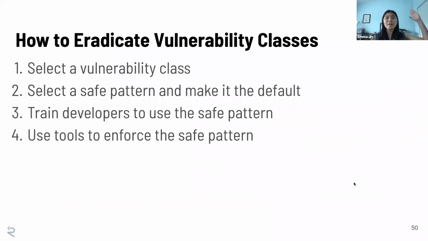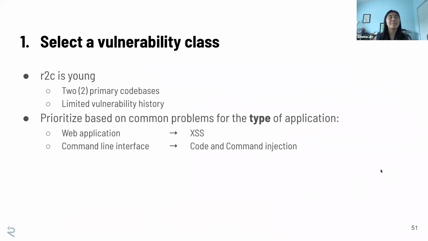And so as a reminder, here are the steps for how to eradicate vulnerability classes. We'll just go through what we did for each one of these. First, when we selected the vulnerability class, RDC even now is pretty young. I think we just turned 4. But when we started making our program, we didn't have very much vulnerability history. We had 2 primary code bases, one for the web app, one for the command line agent.